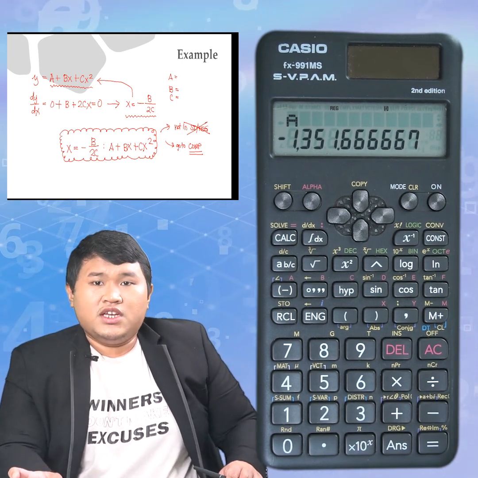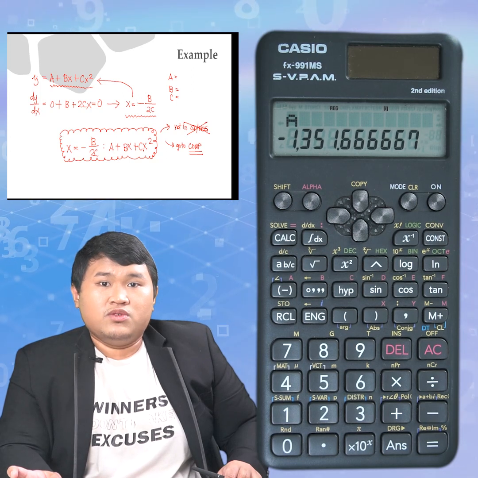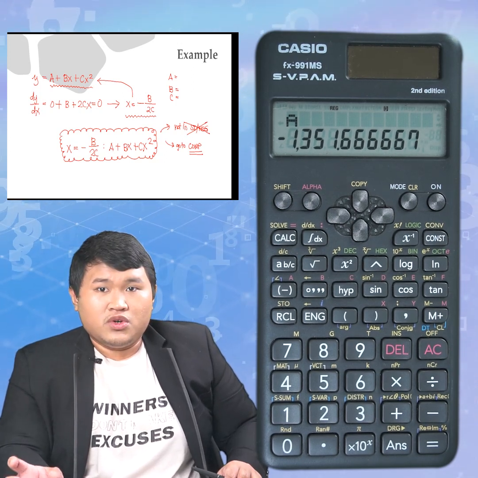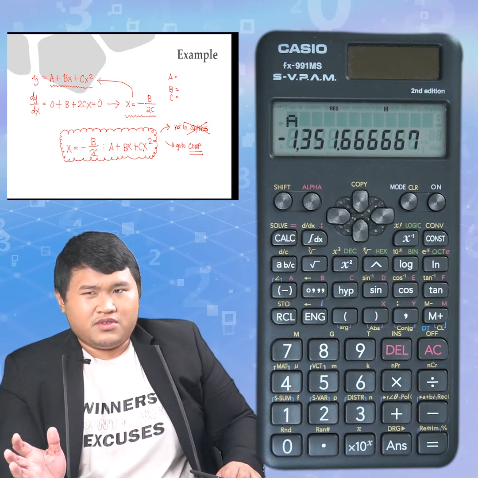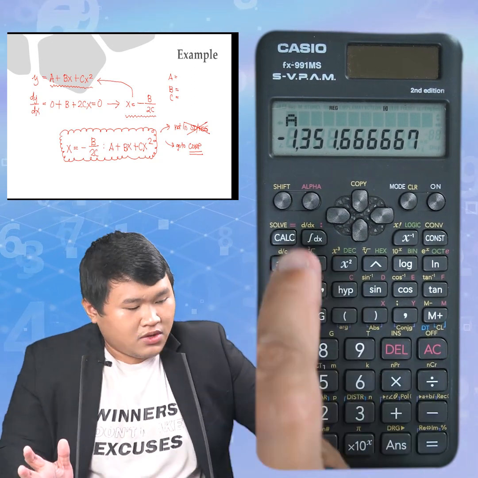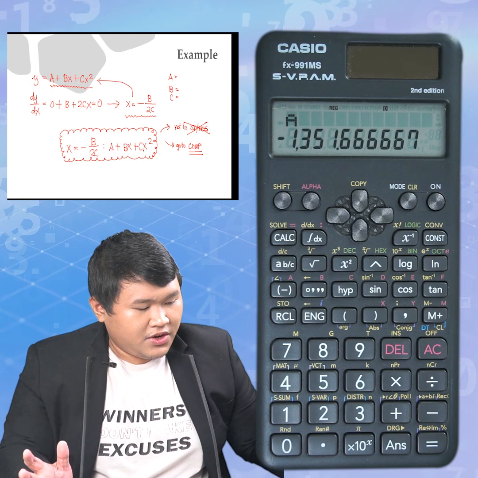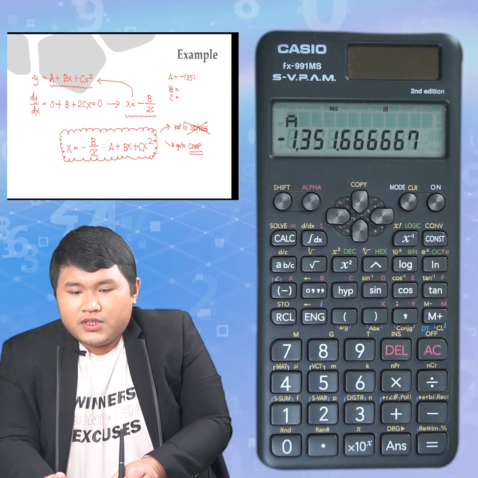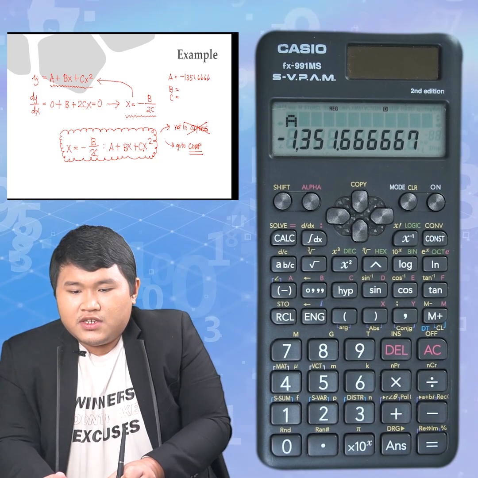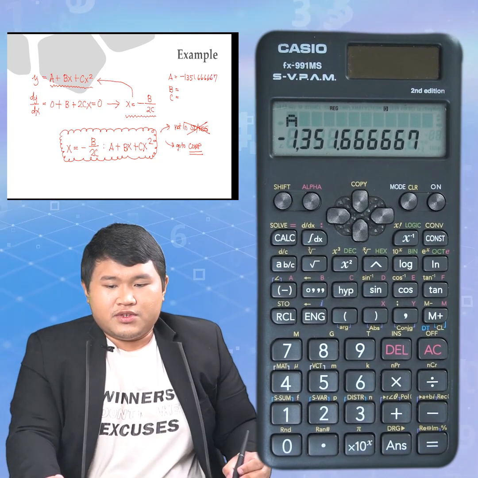Now, unfortunately, storage variables do not work in stat mode. So you need to write them on paper, for example, or if you're a pro, you can memorize them. Let's write it first here. Negative 1351.666667. So that's the first one.